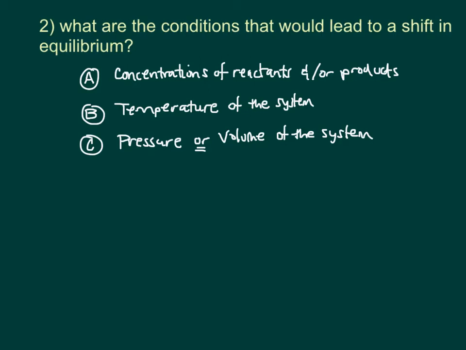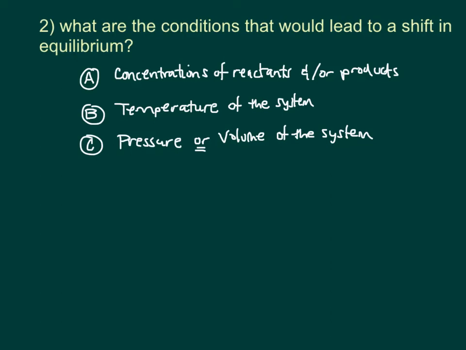So what were these conditions that Le Chatelier spoke of? Well, the first condition is changes in concentration of the reactants or the products. The second condition is changes in temperature of the system. And the third condition is pressure or volume, because they're related, of the system.